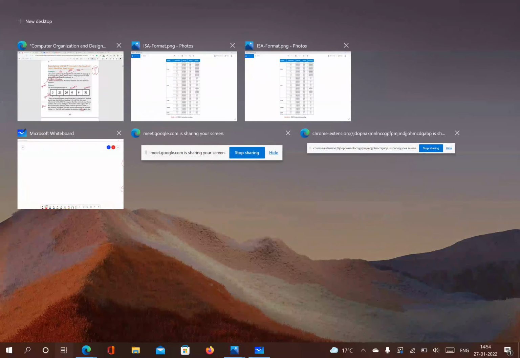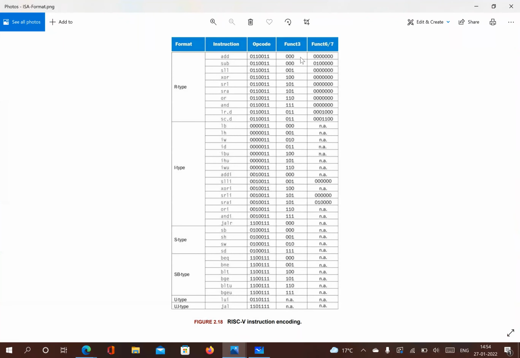So now if you go to this diagram again, for add, the opcode is 0110011, which is actually 51 written in decimal, and in function 3 you need 0, in function 7 you need 0. I have not explained that yet, so you can consider it as function 7. Similarly, for a subtraction operation, in the opcode field you will write 51 only. In function 3 you will write 0, but in function 7 you will write 0100000. This binary bit pattern you have to write there.